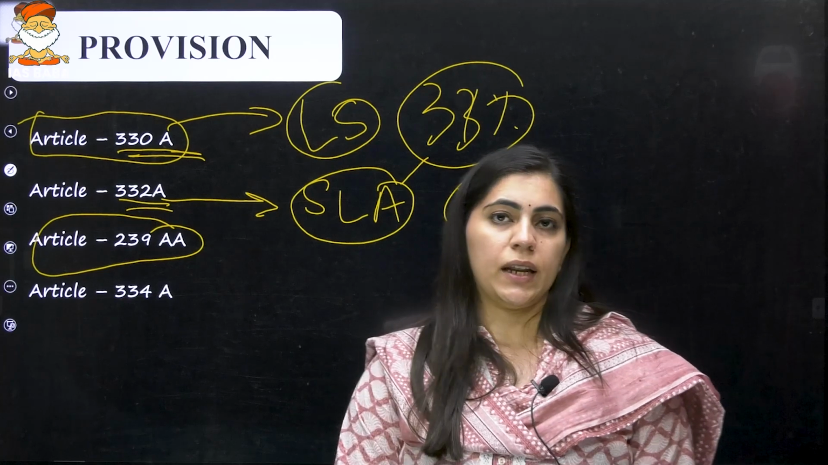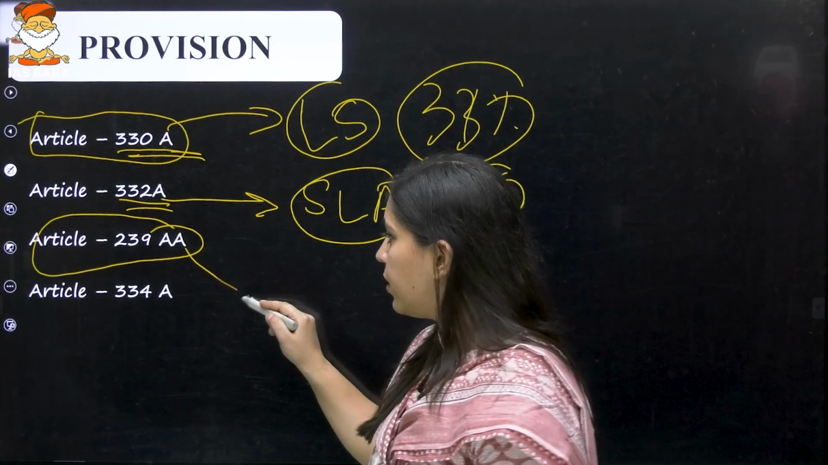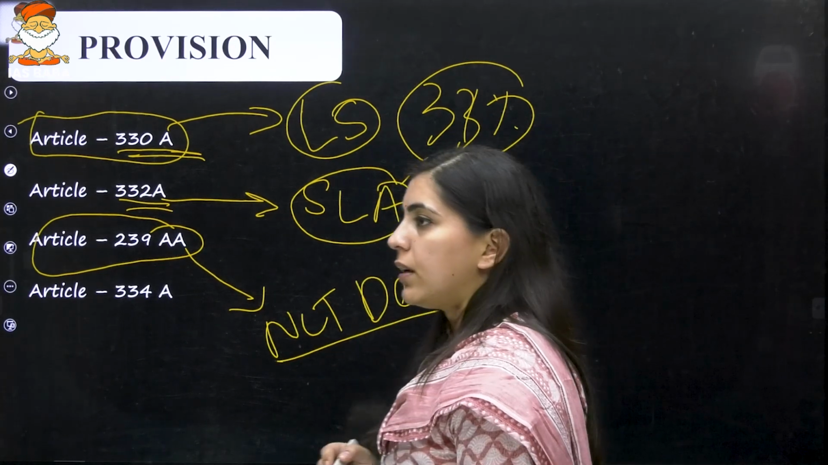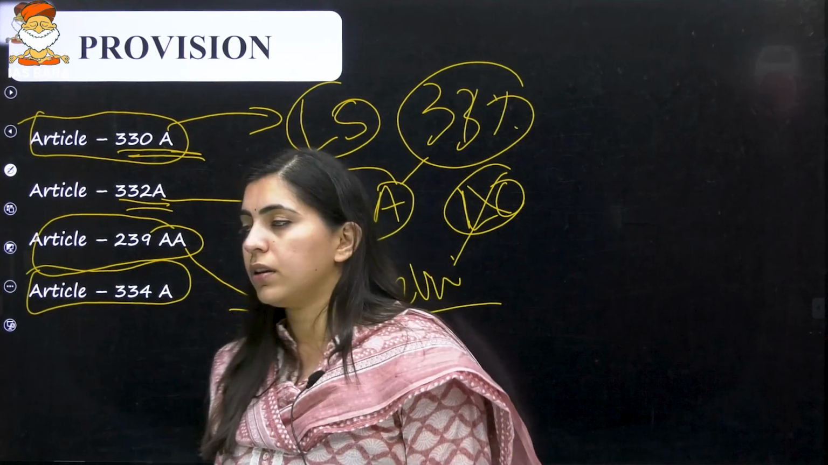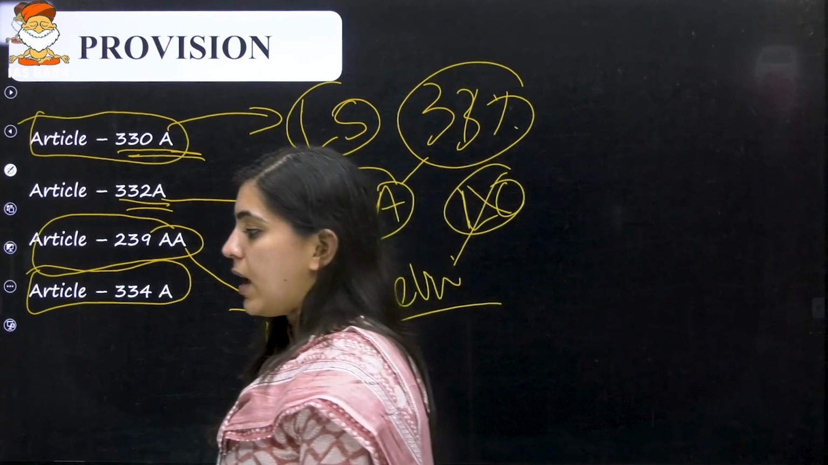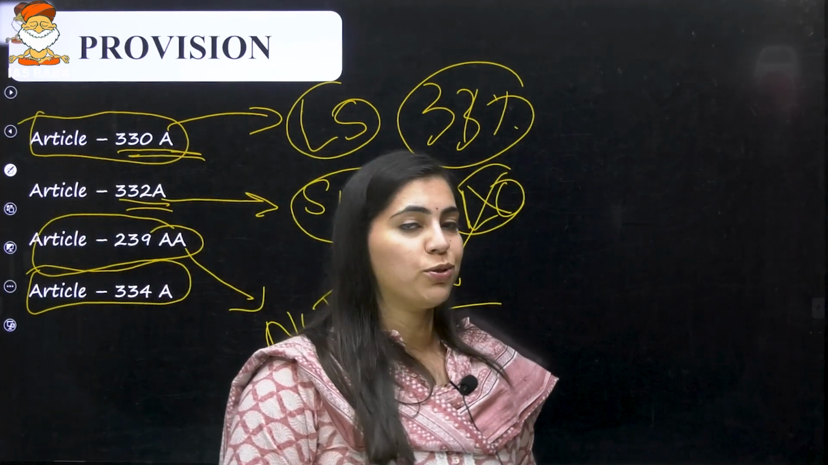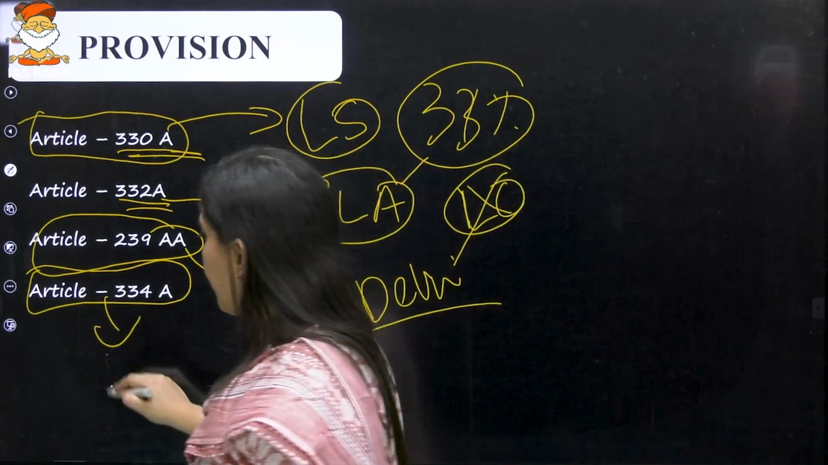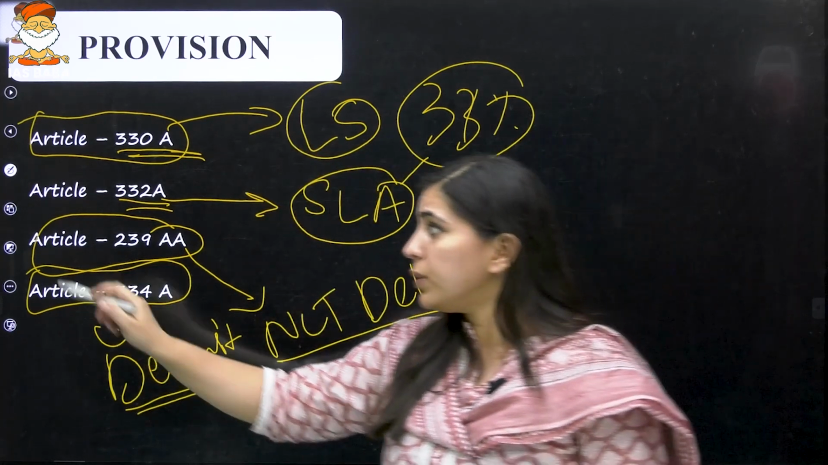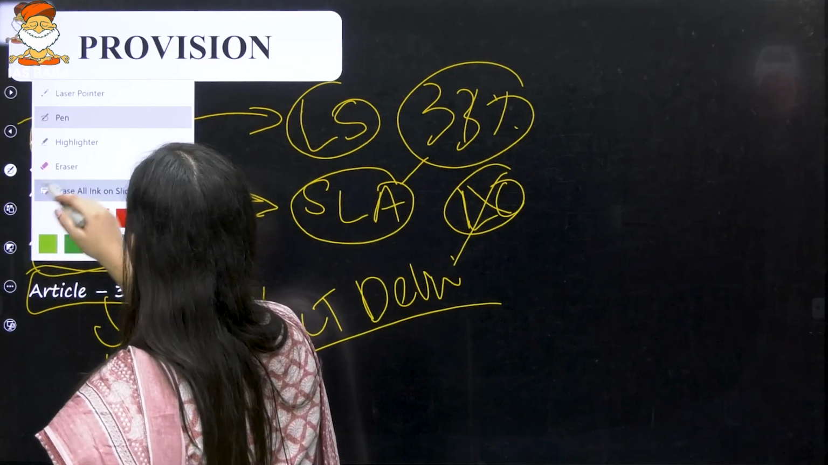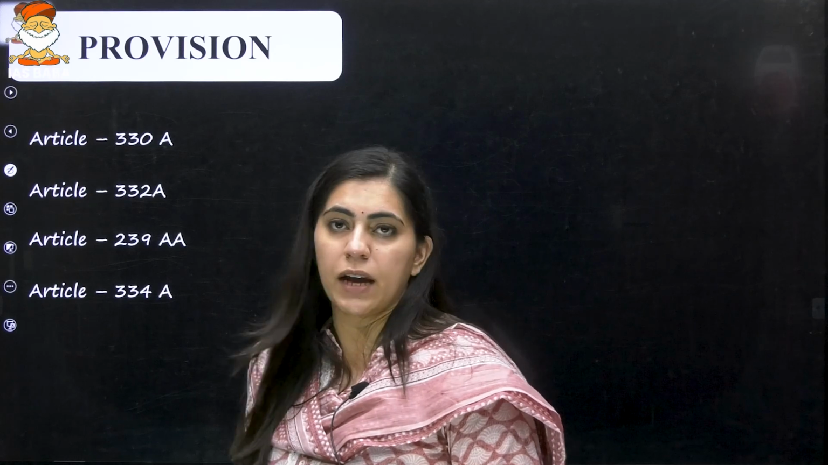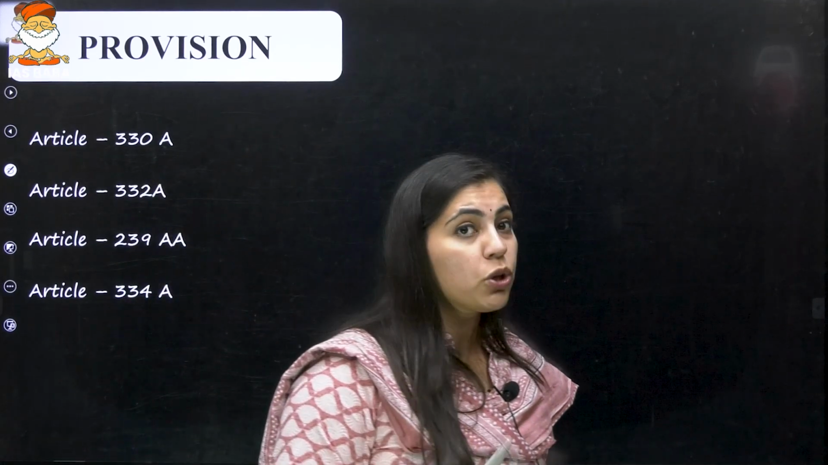Then we have Article 239AA. It talks about giving reservation in NCT Delhi, that is the National Capital Territory of Delhi. And the last article is 334A, which talks about when this particular reservation bill, when this idea of giving reservation to women, will actually be implemented. That is, it talks about delimitation, right? See, you need to understand that a question can be framed as: at the surface level, it may seem that Parliament has passed the Women Reservation Act by giving reservation to women in India.